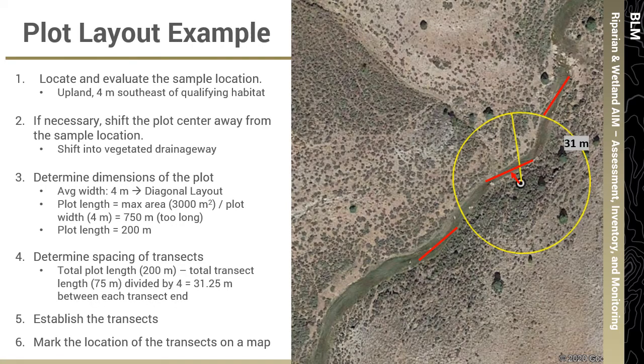In this photo, the sample location was located in upland vegetation and needed to be shifted into the vegetation drainage way. The average width of the riparian vegetation in the drainage way is 4 meters, which qualifies for a diagonal layout. The plot length cannot be longer than 200 meters, so to determine the transect spacing, the total transect length was subtracted from the total plot length and divided by 4, giving a distance of 31 1/4 meters between each transect end.